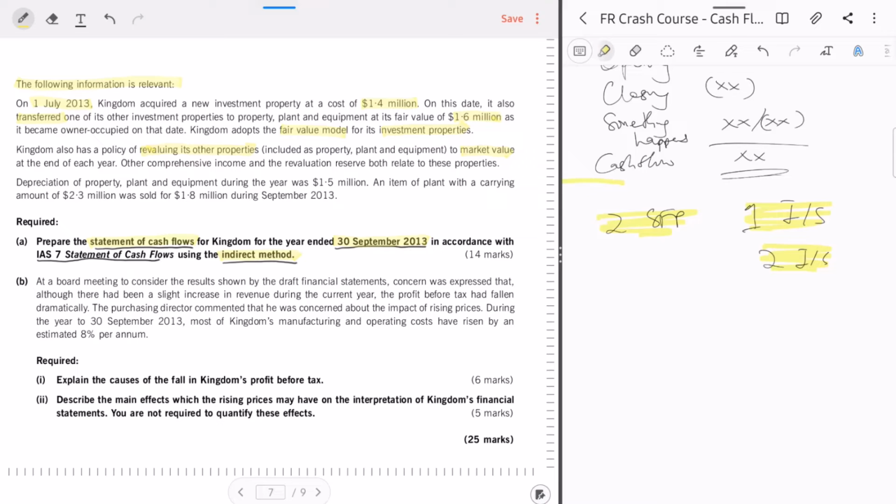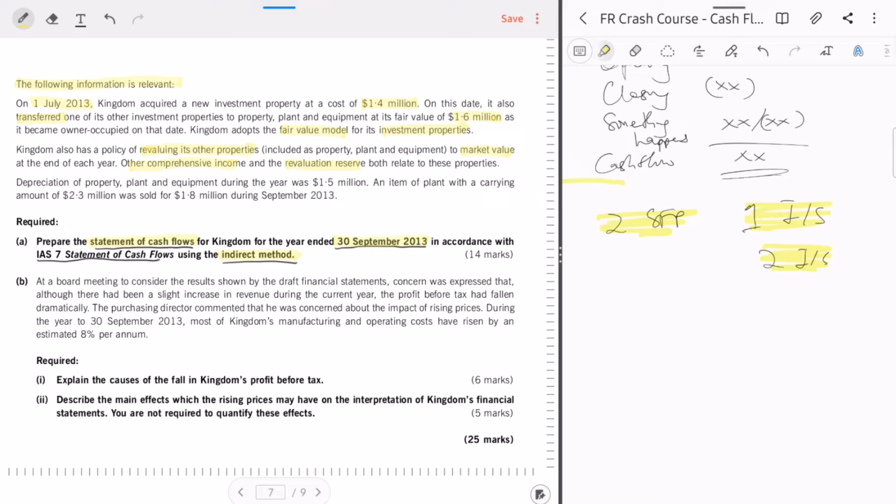So here they're telling us that other comprehensive income and the revaluation reserve both relate to this property. So they are saying that at the same time, apart from its investment properties, which are subsequently measured using the fair value model, their property, plant, and equipment under IAS 16 is subsequently measured using the revaluation model, which I've said already, that's not the same as the fair value model. So we should see some elements of a revaluation surplus and some elements of a fair value gain or loss in profit or loss, right?